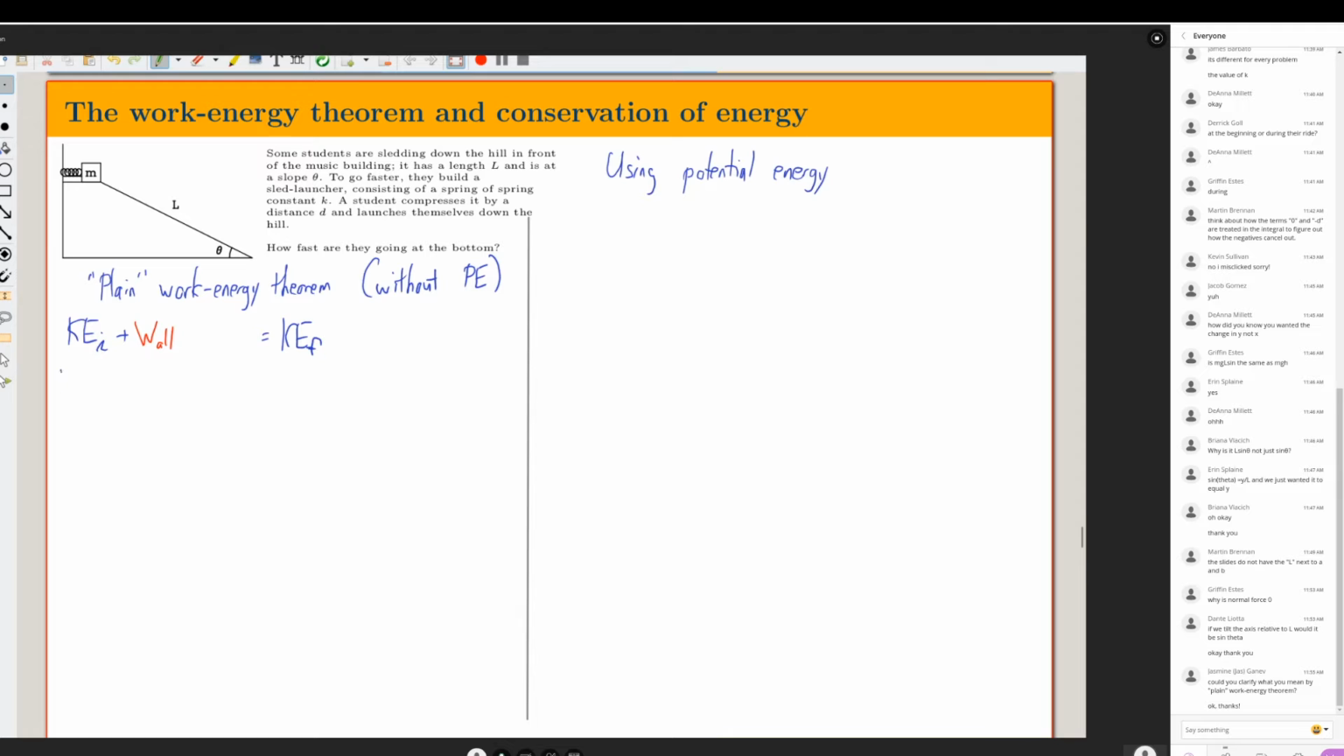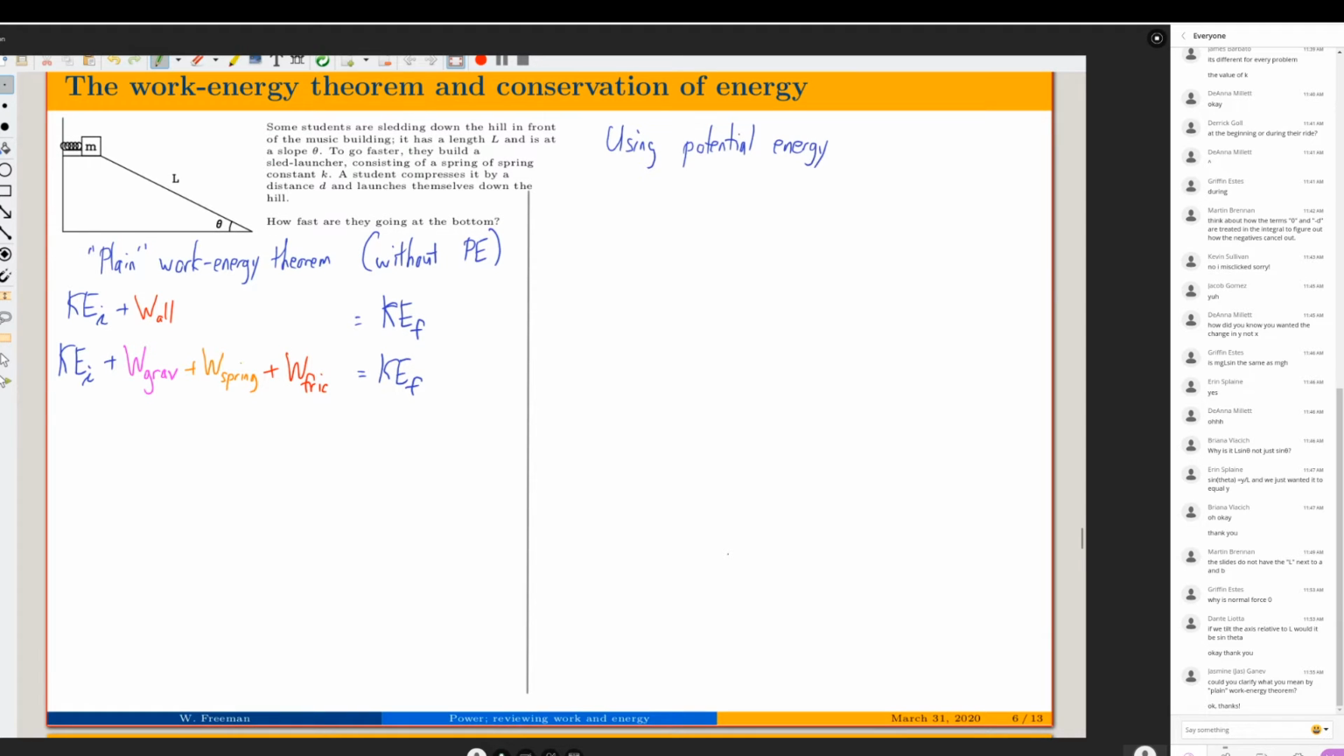So writing those out, this is kinetic energy initial plus the work done by gravity plus the work done by the spring plus the work done by friction equals the final kinetic energy. And I have expressions for all of those things. I just found them in the previous work.